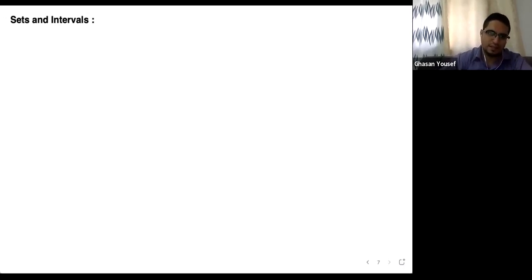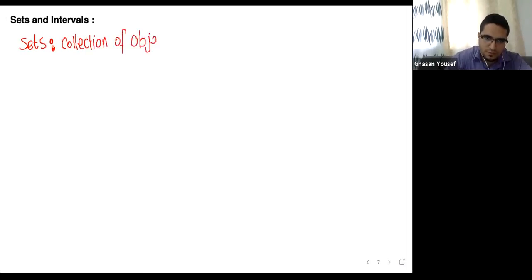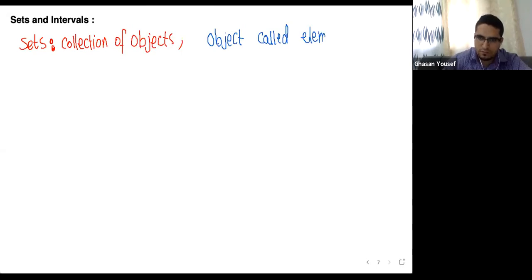So I can say here, sets is a collection of objects. But in math, the objects are called elements. So the collection in math, the object in math, I call it an element.